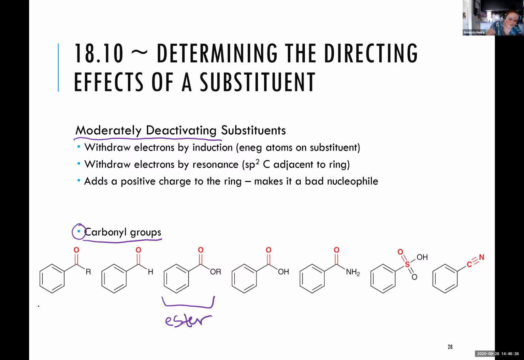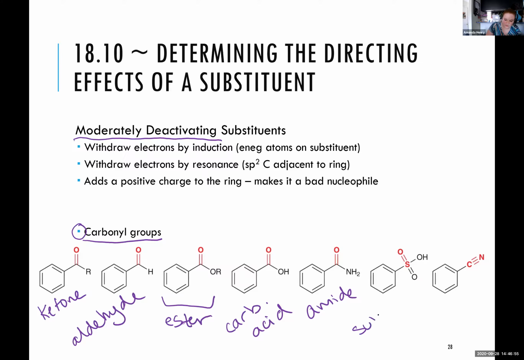So we do have an ester, we have ketones and aldehydes, carboxylic acids, amides. This is our sulfone group that we learned how to add on last week. And then we have our cyano group. Technically those last two don't contain carbonyl groups, but they do have a pi bond adjacent to the ring. So the carbonyls are the larger group, but the other two fit there because of that pi bond.